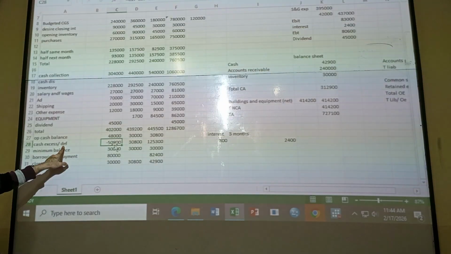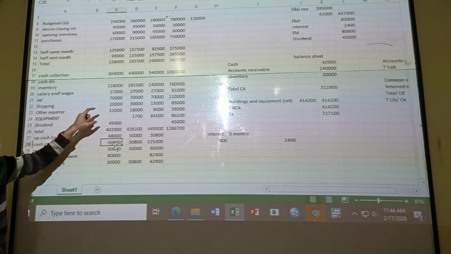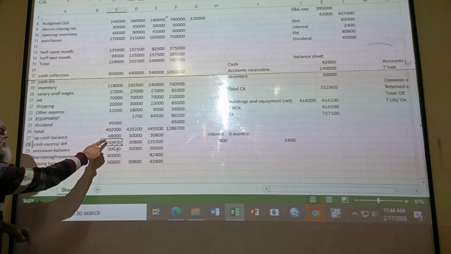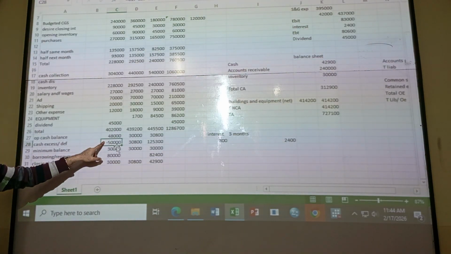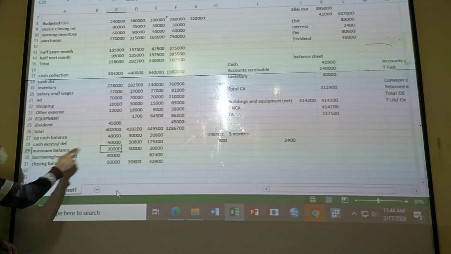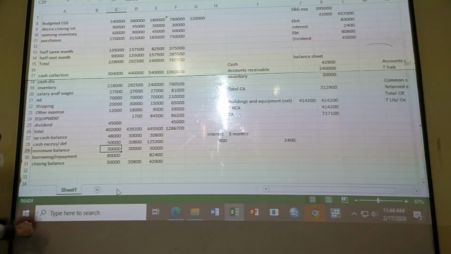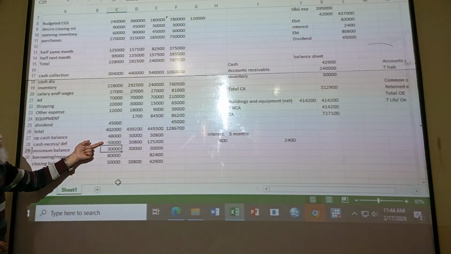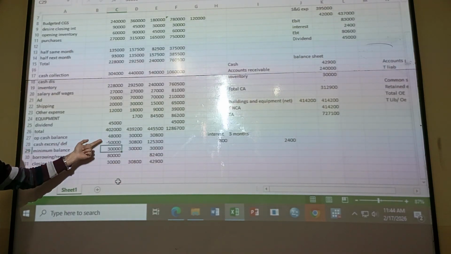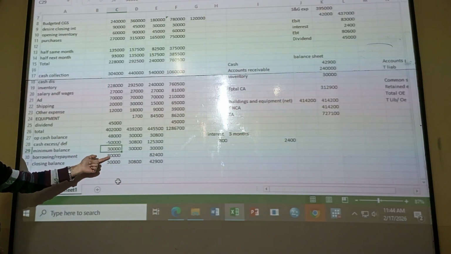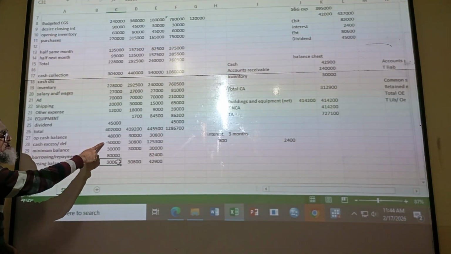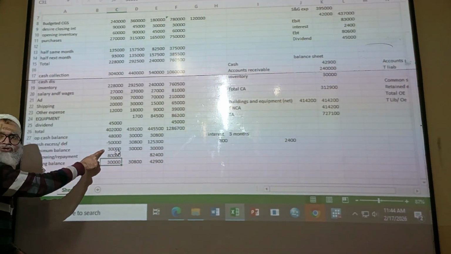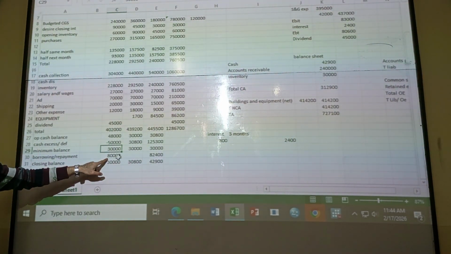Then you need to calculate the cash excess or deficiency, which is the difference between the cash collection and the cash disbursement. Once you get this figure, you will decide whether you need a loan or not. Now before you do that, remember you need to have a minimum balance of 30,000. So write it over here. Now, the borrowing or the repayment. When you get this figure in a minus, that means you need to borrow. How much to borrow? 80,000. So this is your borrowing figure, but you need to maintain a closing balance of 30,000. So 50,000 is your deficiency, 30,000 should be your opening balance, so your loan should be 80,000.